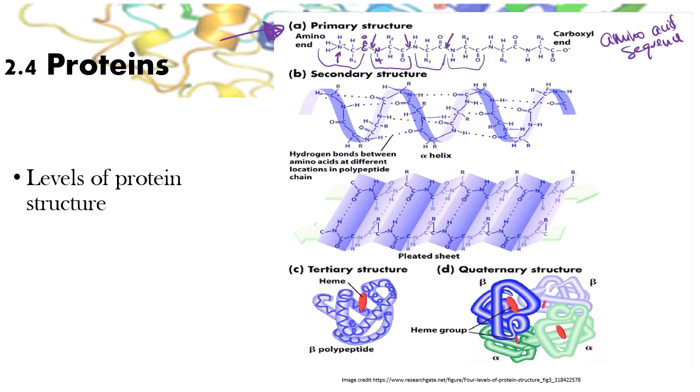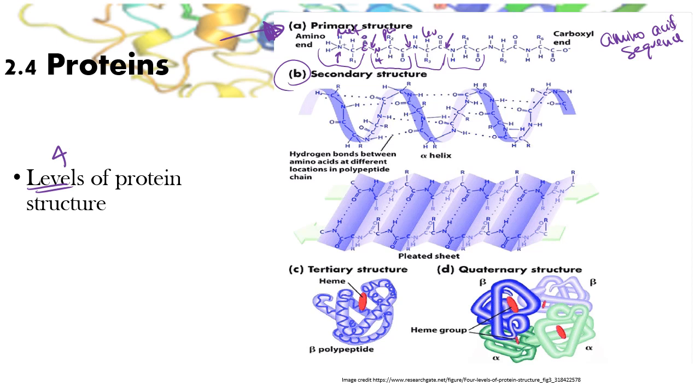Whatever that sequence of amino acids is, maybe this one is methionine, and this one is proline, and this one is leucine. Whatever that amino acid sequence is, that is going to be the primary structure of the protein. That primary structure is going to determine all the other levels of structure. There are 4 total levels of structure of proteins.